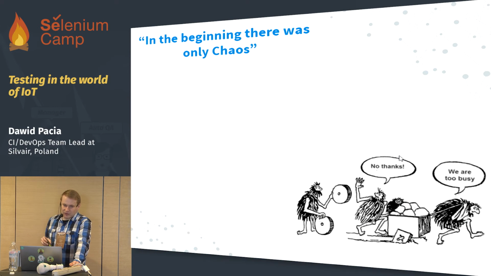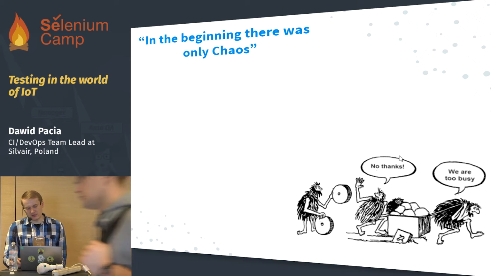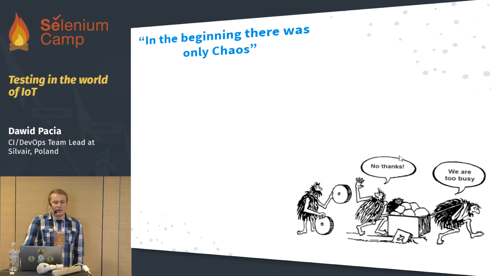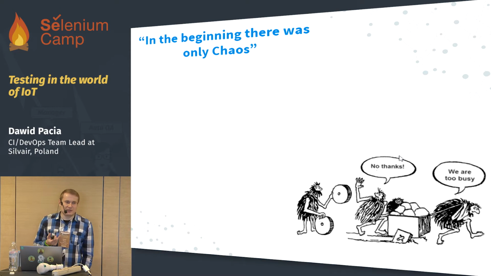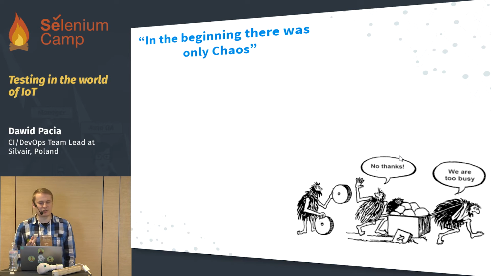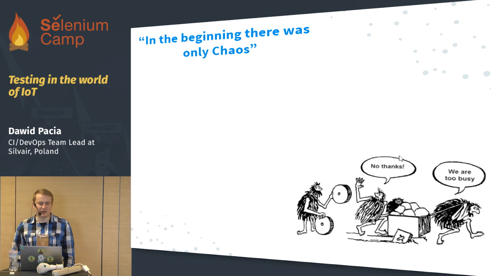So that was the first part about IoT. That was really short because unfortunately we do not have time. But how to create a team able to test such things if you have those three aspects: firmware, hardware, and software? So, like in most companies, there was only chaos and nothing else.